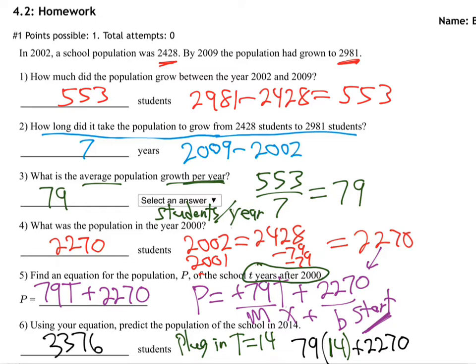3376. And there we go. So do you see the real life nature of that linear equation? 59 or 79 students per year, it's growing, and then we find it in 2000, and we have the variable part and the starting part. Same thing as the last section, right?